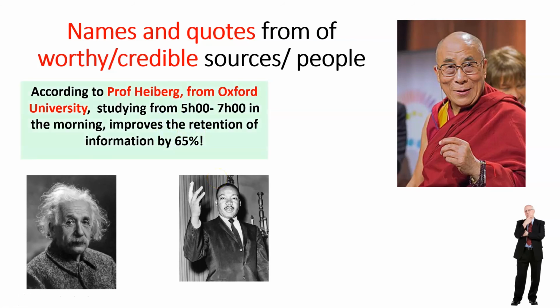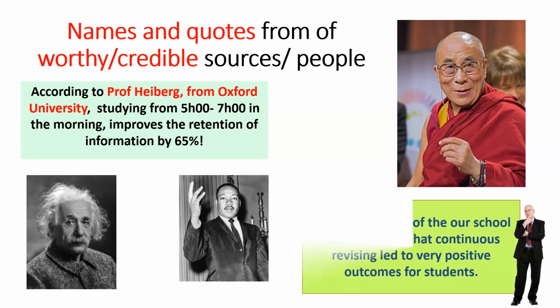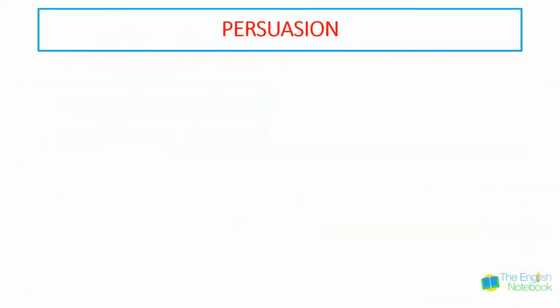That we should not be judged by the color of our skin, but by the strength of our character. Who said that? Martin Luther King, right? Again, very, very powerful, coming from a very worthy source, a very credible man in history. So have a look at that and see how you can use quotes from reliable sources in your writing to make it, again, very powerful. And there's a quote from a head teacher. The head teacher from our school has confirmed that continuous revising led to very positive outcomes for our students. Now that would be an example that you could use in your own writing, guys.